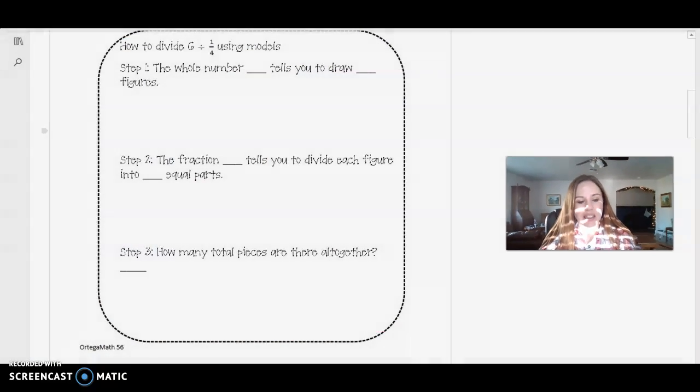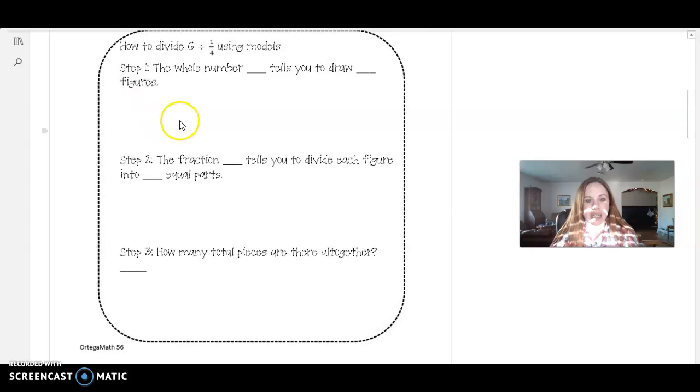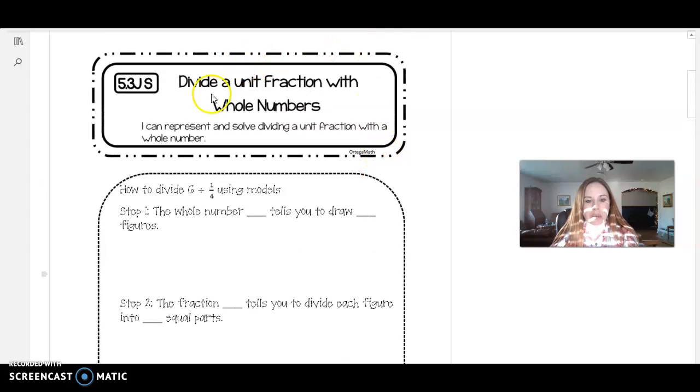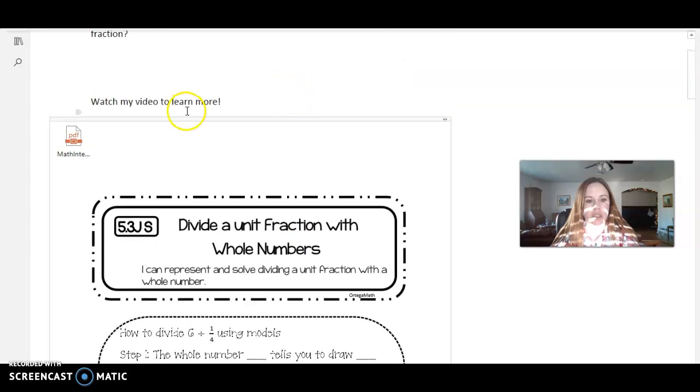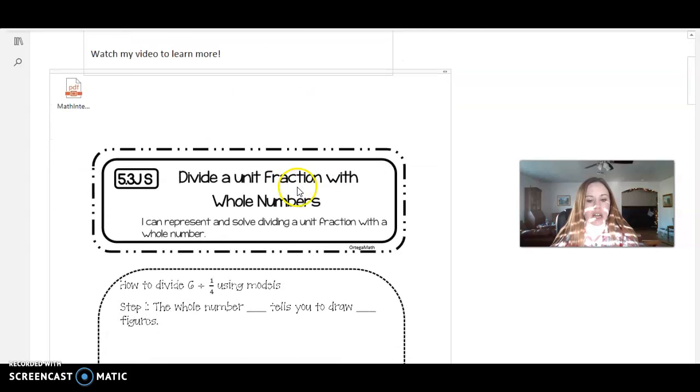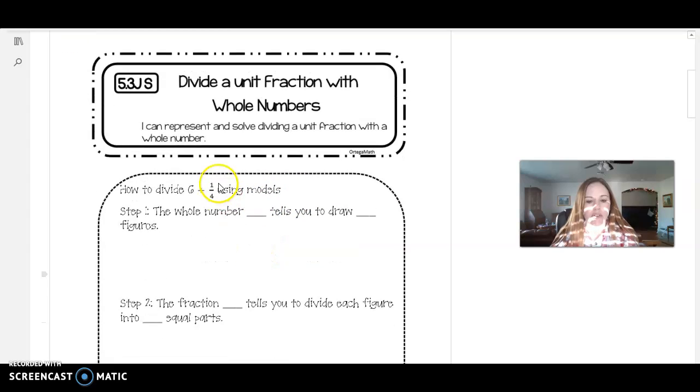So let's go ahead and dive into what we're doing today. We are starting a new topic. We are dividing fractions and whole numbers, but not just regular fractions. We are dividing unit fractions. And that's one of my questions up here. What is a unit fraction? Well, a unit fraction is a fraction that has 1 for the numerator. So all of the fractions we'll be dealing with today have 1 in the numerator.